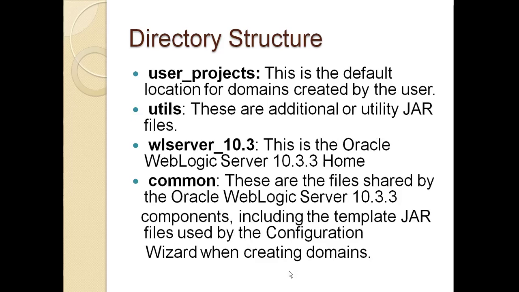We have a folder named user projects. This is the location where our domain will be created, inside user projects domains. Then we have a utils folder. There are different utility jar files present in utils, like bsu, which is used for applying patches. There is an installation also inside utils. So you can go ahead and check what all things are there.